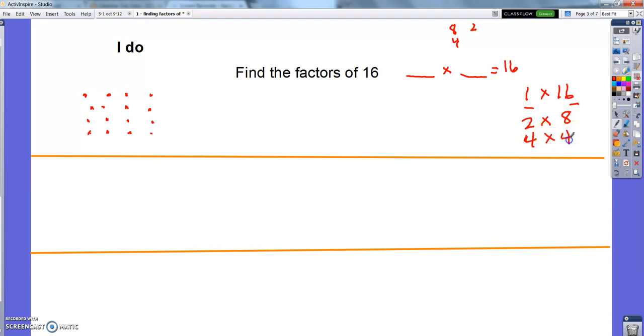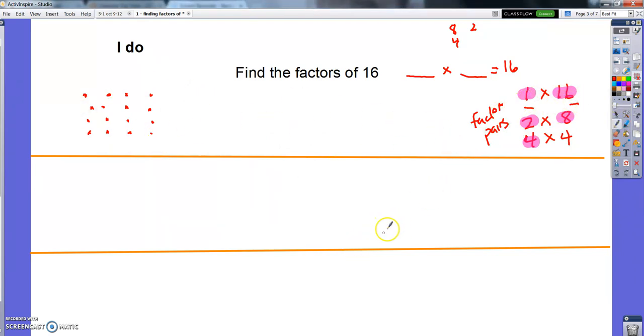And so I found the factors one way here. 1 times 16, 2 times 8, 4 times 4. Those are called factor pairs. And each individual one is a factor. 1 is a factor, 16 is a factor, 2 is a factor, 8 is a factor, and 4 is a factor. I don't need to write 4 twice. Okay, that's one strategy. It takes a little while to do that whole rectangle business, but it works.